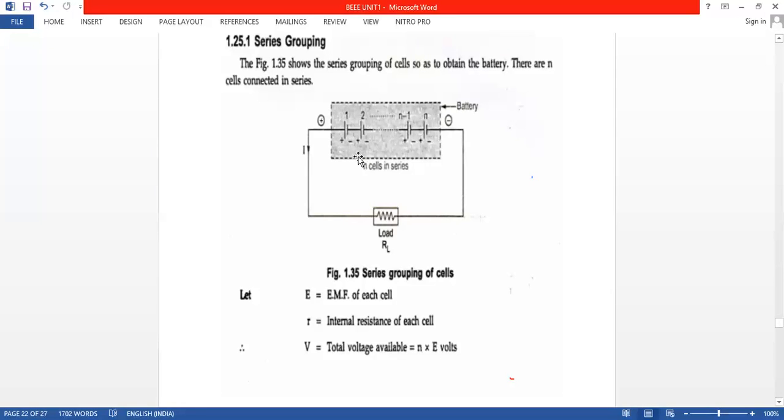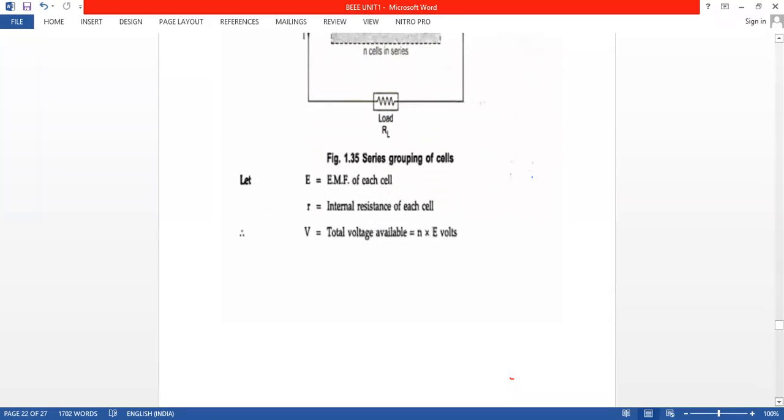If I am using 9 cells, what is the total voltage of that battery? Tell me anyone. 9 volts. Here we have shown n cells, so n into E, where E is the voltage of each cell. But we require the current.